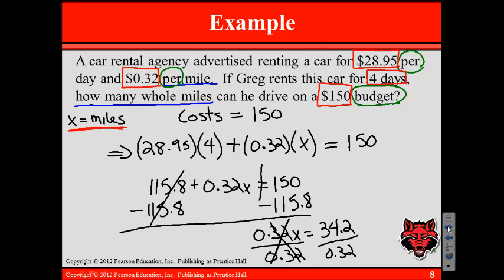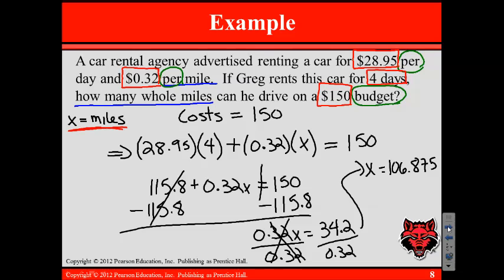Those cancel on the left-hand side. Let's go up a little higher. That gives us x equals, now as we put this value in the calculator, 34.2 divided by 0.32 equals 106.875. That is the absolute maximum number of miles we can drive. Let's use our common sense test. Let's use our brains to go back through the problem and see what needs to be done.